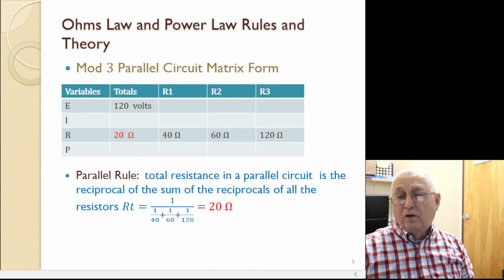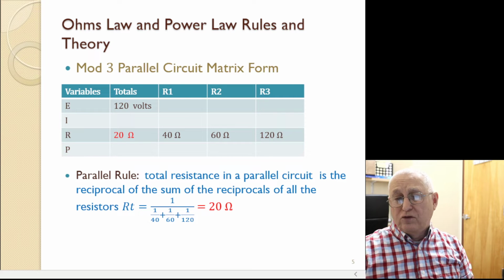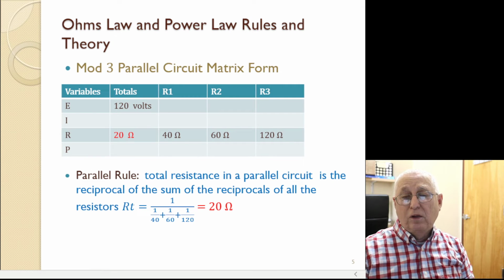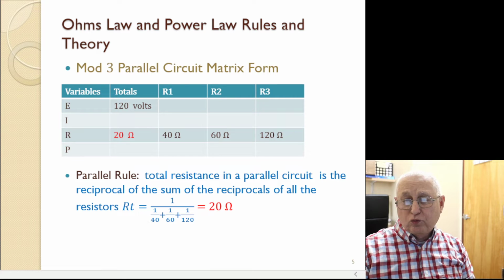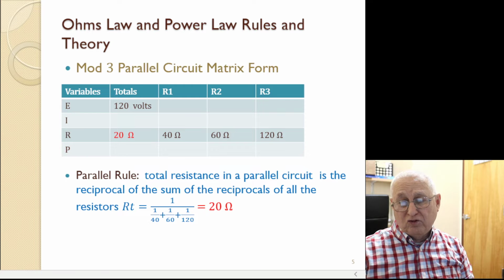Here we have a 40 ohm resistor, a 60 ohm resistor, and 120 ohms of resistance. And we're going to get 20 ohms because this is a parallel circuit. Just remember this right now: the total resistance in a parallel circuit must always be less than the lowest value resistor you have in the circuit. This 40 ohms is less than 60, which is less than 120. This 20 ohms must be less than that 40. If you don't get something less, go back to your calculator because you made a mistake.